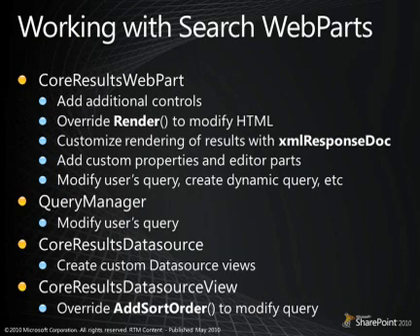Probably the most flexible search web part, and as a result, the one we'll most likely choose to extend, is the core results web part. Through subclassing, we can override a number of methods, which allows us to plug into the web part's processing. We can add additional controls or modify the HTML.